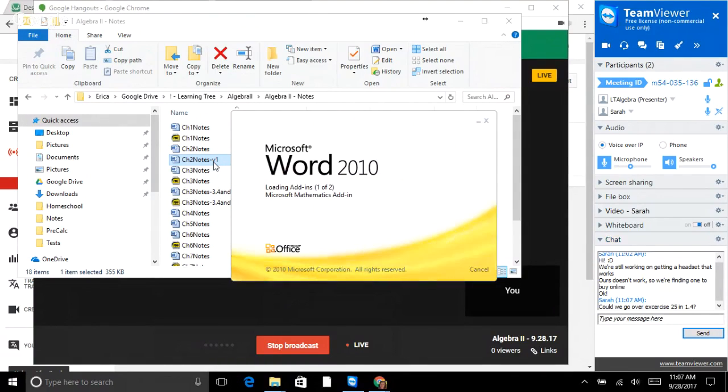Absolutely. So exercise number 25 in 1.4. Let's do that. I forgot my book, so give me a minute while that's loading. I'm going to grab my book and I'll be right back and we'll do that problem.